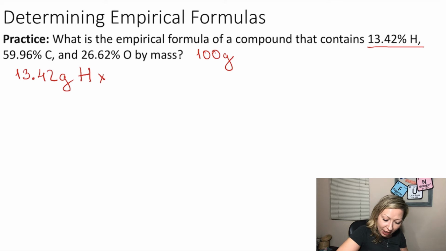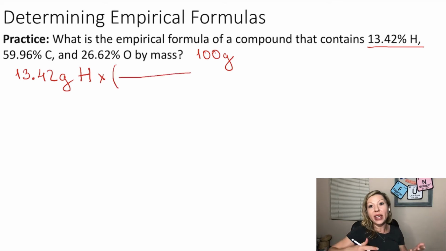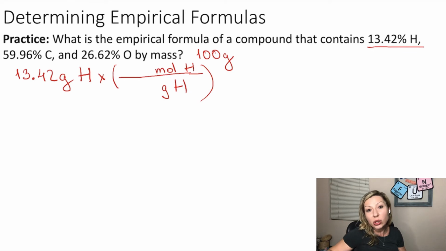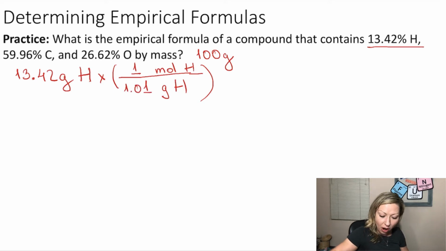To do that, we need to come up with a conversion. Since I'm converting grams into moles, I want to cancel out the grams of hydrogen and get the moles of hydrogen. So for that, I simply need to use the molar mass of hydrogen atoms. I know that 1 mole of hydrogen weighs 1.01 grams, right? Okay, so if you do this calculation, you are going to arrive at 13.29 moles of hydrogen, as the grams canceled out.